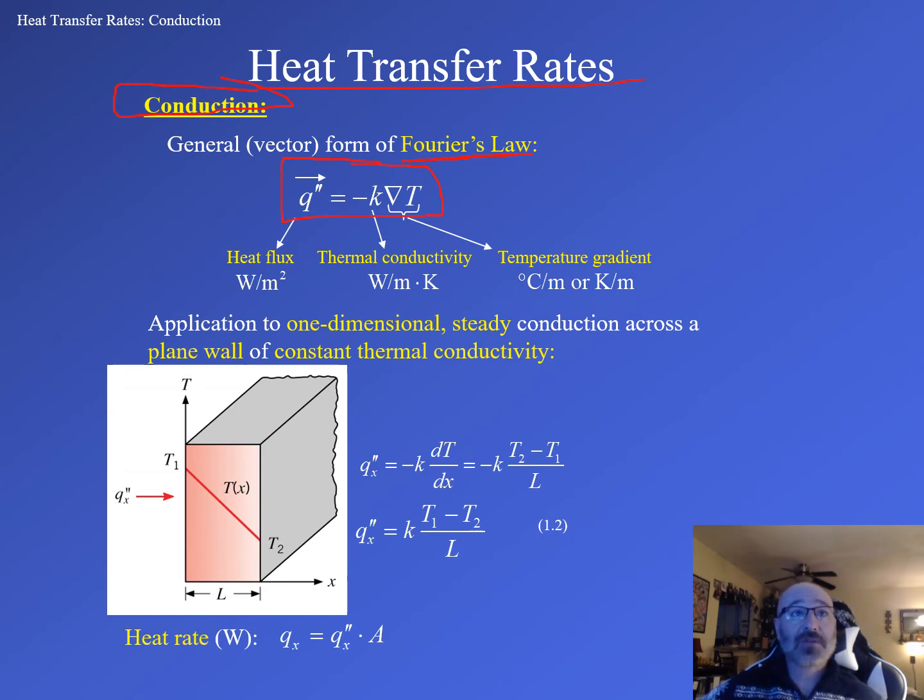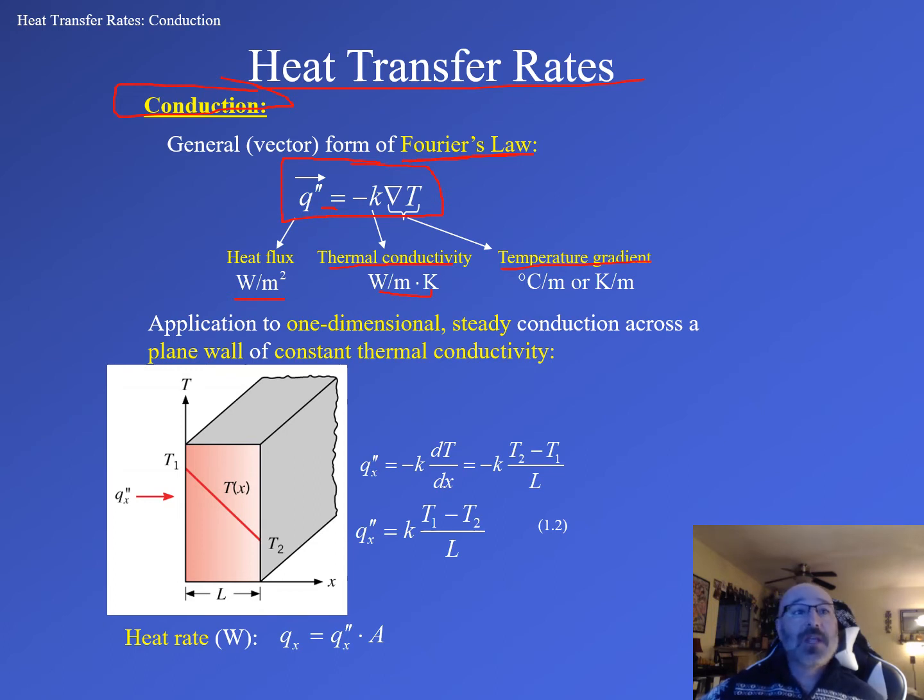We have our heat flux right here in units of watts per meter squared. And this is going to be equal to the negative k value here, which is our thermal conductivity in units of watts per meter times Kelvin, times our delta T over here, which is our temperature gradient, and this can be in units of degrees Celsius per meter or Kelvin per meter right there.